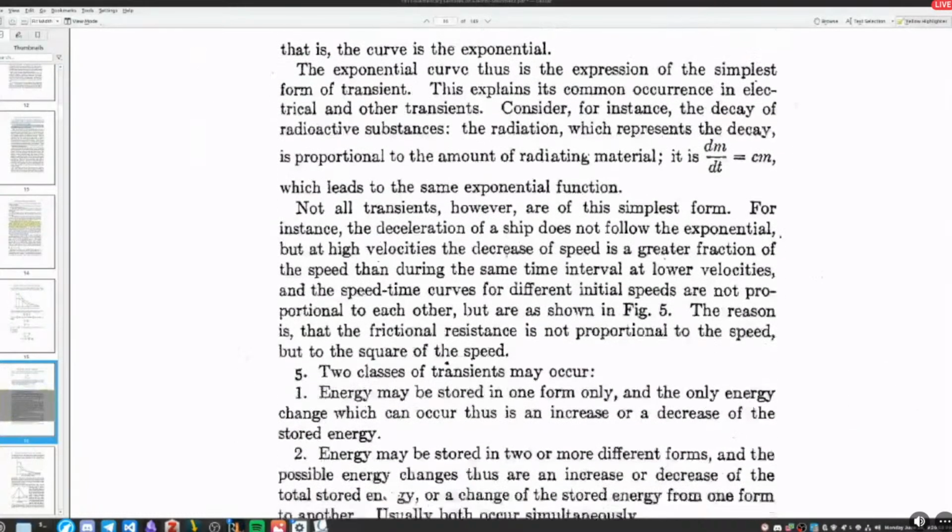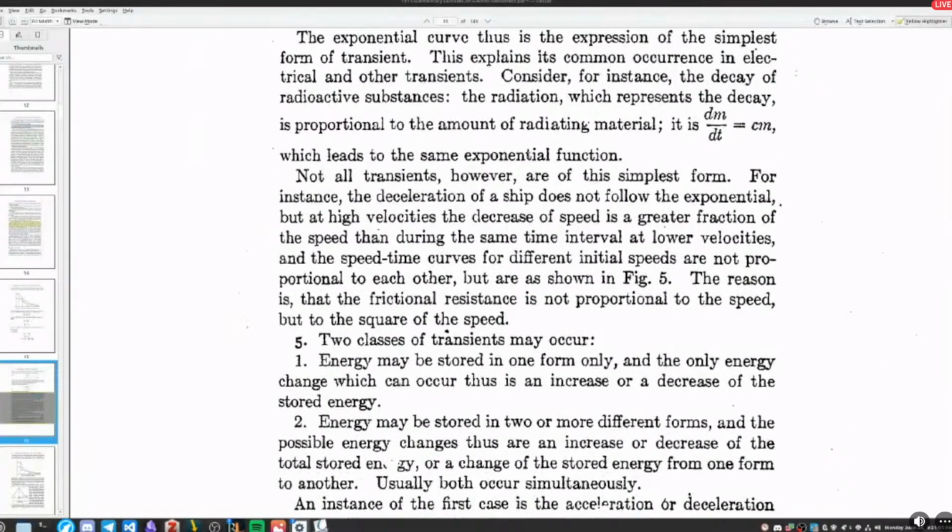Which leads to the same exponential function. Not all transients, however, are of the simplest form. For instance, the deceleration of a ship does not follow the exponential, but at high velocities, the decrease of speed is a greater fraction of the speed than during the same time interval at lower velocities.